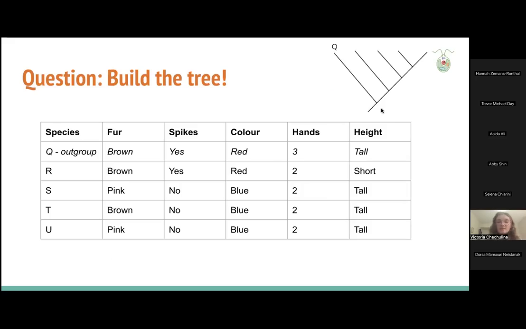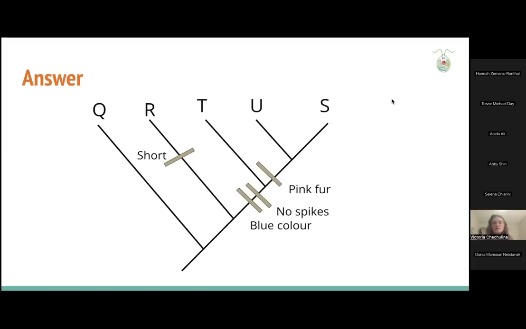And then lastly, just try to build the tree. You might be given a table like this and asked where the species go. The tree is in the upper right corner for your reference. If it's helpful for you, you can also draw out where the evolutionary events happen, so where those traits evolved. Give yourself a couple minutes and then we'll go to the next slide and I'll explain the tree to you.